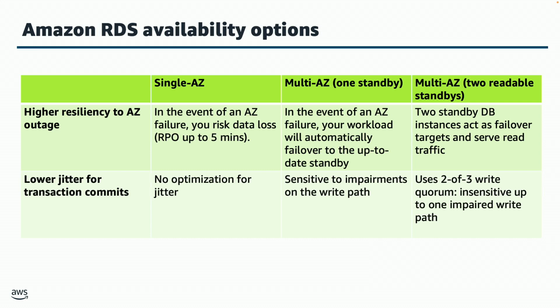And then from a lower jitter transaction commits point of view, as we discussed, for single AZ there is no optimization for jitters. If you find some jitters in EBS volumes, your application will see those jitters. With the multi-AZ option as well, if there is any jitter on your standby EBS volumes, your application may see those jitters. With the multi-AZ DB cluster options, we do not 100% depend on the EBS volumes in your commit paths. So that's why you would see better performance with multi-AZ DB clusters.